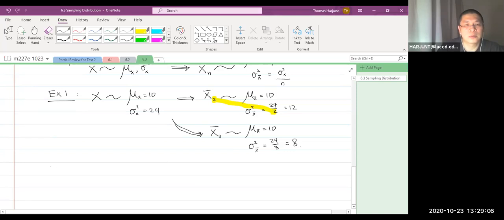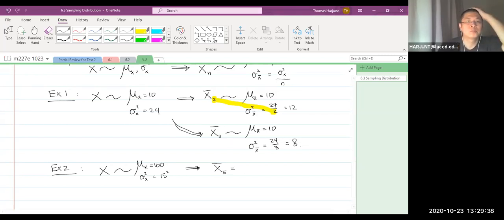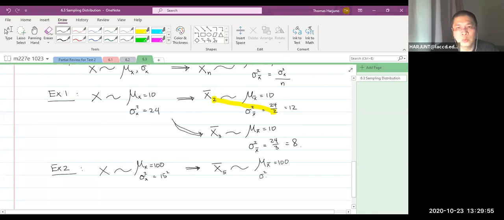What happens in example 2? Let's talk about IQ score. X is normally distributed, though it doesn't have to be normal, actually, with mean 100 and variance 15 squared. The standard deviation is 15, right? Now suppose you randomly select 5 people, and you want to find how these 5 people's IQ scores will be distributed. The sampling distribution will have mean equal to 100, and the variance will be 15 squared, the variance of the underlying distribution, divided by 5, the sample size.